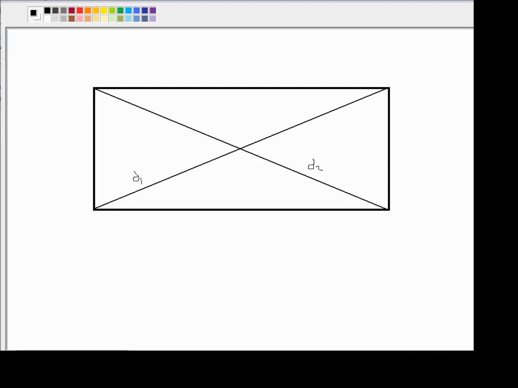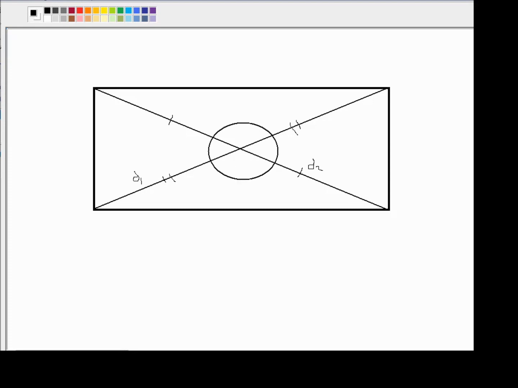Now, one of the properties of a rectangle, well, of any parallelogram, is that diagonals do bisect each other. So this length is equal to this length, and this length is equal to this length. Although if it's a rectangle, then this length is equal to this length as well. So both diagonals are actually equal to each other and they do bisect each other, but not necessarily at 90 degrees.